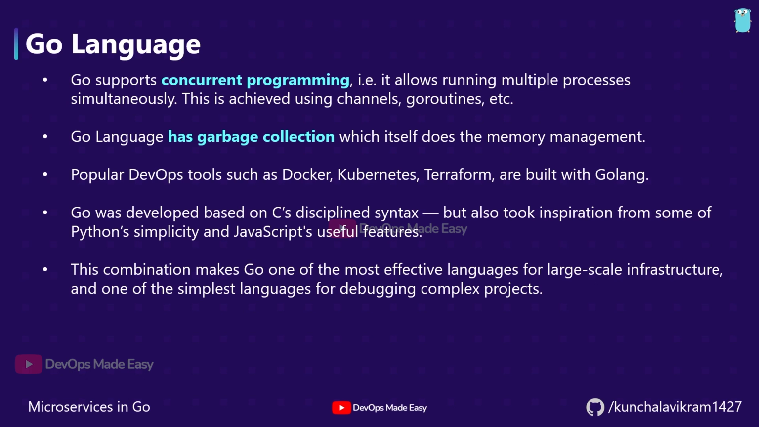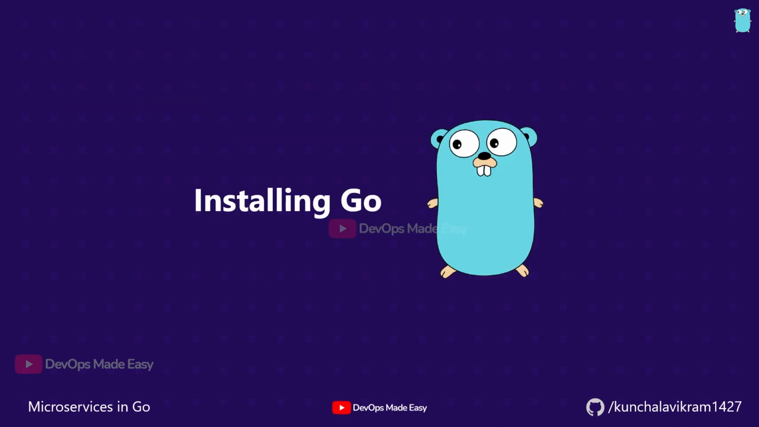So that means it will have the best of both worlds, being a compiled language like C and also easy to remember syntax like Python. This combination makes Go one of the most effective programming languages for developing large scale applications, and it makes it easier for debugging complex projects. So let us see how to install Go.